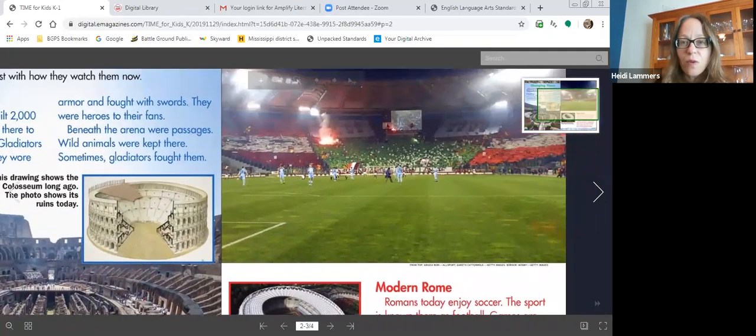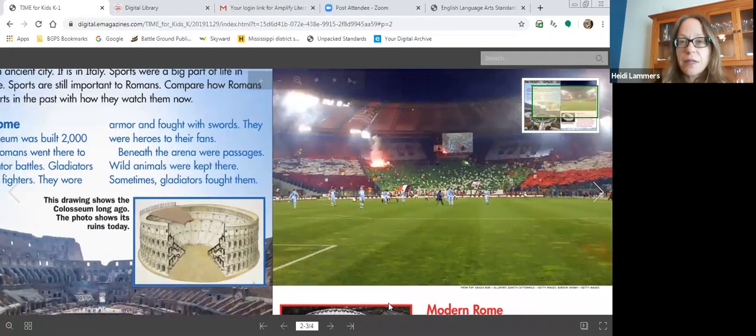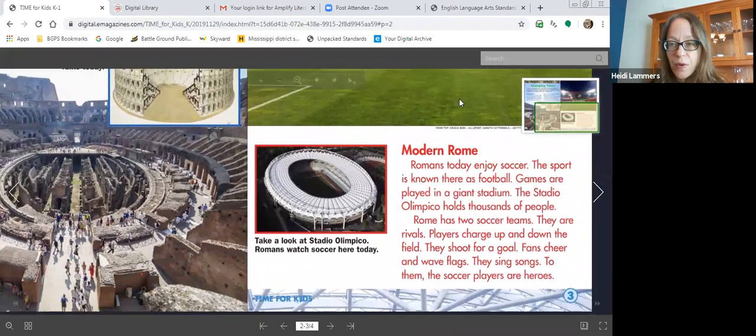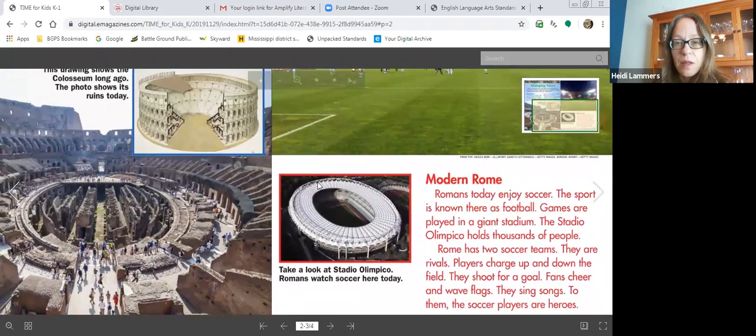Okay, so that was all old, but you heard me make many comparisons between old and new. So this, of course, is modern. Let's go ahead and go down here and read about modern Rome. This stadium, I'll read it to you. Take a look at Stadio Olimpico. Romans watch soccer here today. So this is not called Colosseum, it's Stadio Olimpico. Modern Rome. You can follow along with me if you want, or just listen.